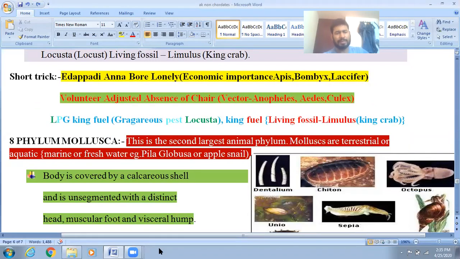They have given the LPG. L stands for Locusta, P stands for pest, and G stands for gregarious. Then king fuel: living fossil Limulus, also known as the king crab. Clear? So these are the examples, LPG and king fuel. Gregarious pest, Locusta, and these are considered. They have also given some other examples.